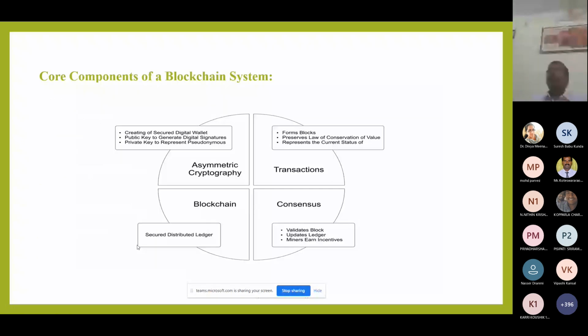So moving on to the core components of a blockchain system, we have four things: asymmetric key cryptography, transactions, consensus, and blockchain. We know what a blockchain is, we know what consensus is, that is reaching a common agreement. An important term is asymmetric key cryptography, and how this is used in a blockchain system. Cryptography plays a major role in securing data using blockchain. So we must know how cryptography plays a major role in this blockchain technology.